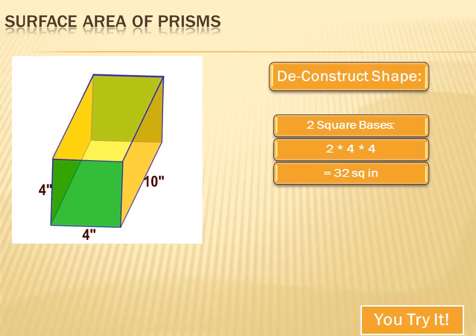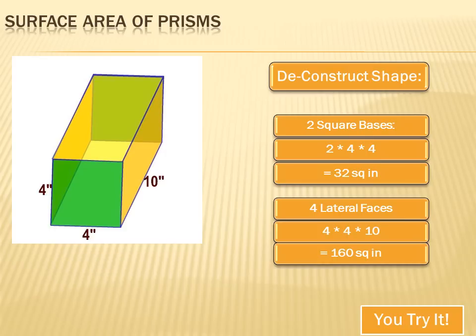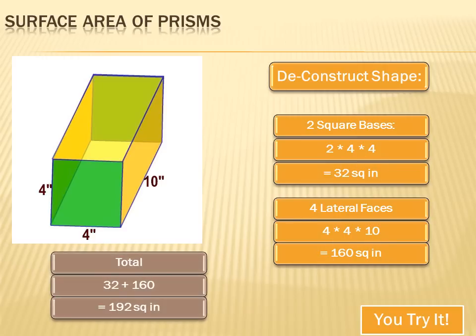Now, they're 4-sided bases, so I've got 4 lateral sides, or 4 lateral faces. And each of those lateral faces is 4 inches by 10 inches, or 4 by 10 is 40. And there's 4 of them. So 4 times 4 by 10 equals 160 square inches. Now I just have to add my 2 bases and my 4 lateral faces, and I can come up with the surface area of the entire shape, or 192 square inches.